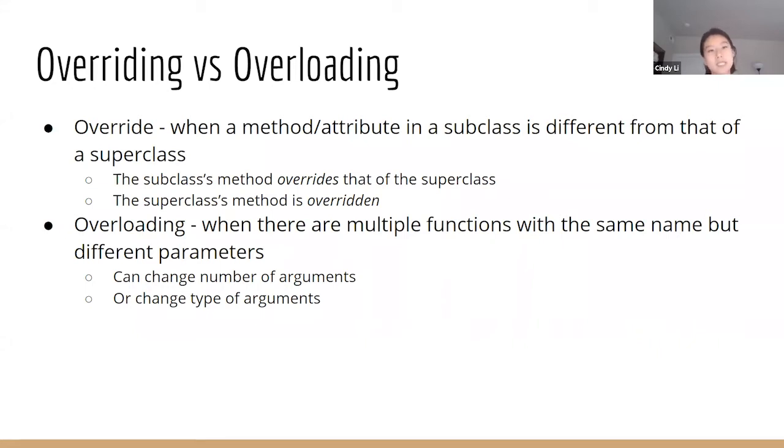Or you can change the type of arguments. So for example, it can go from 2 ints to 2 strings, or go from 2 ints to 2 booleans. That's changing the type of arguments.